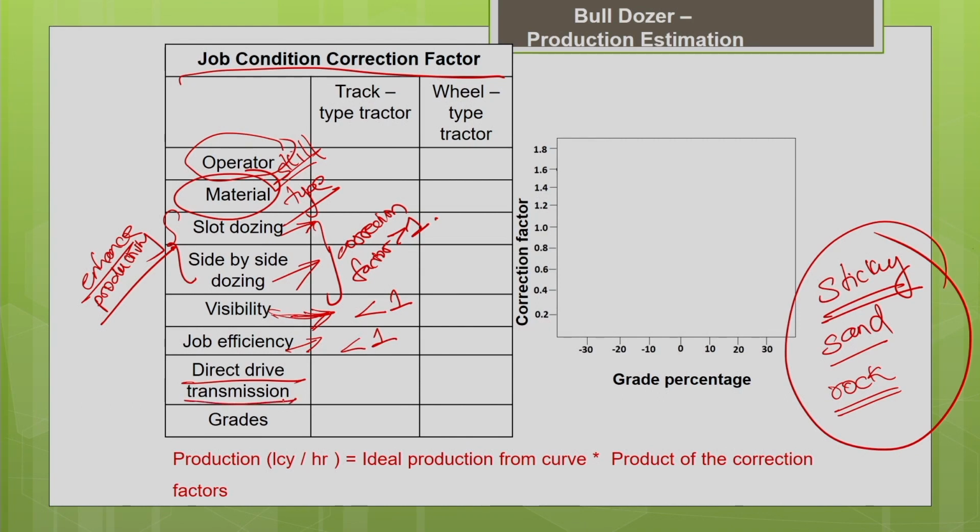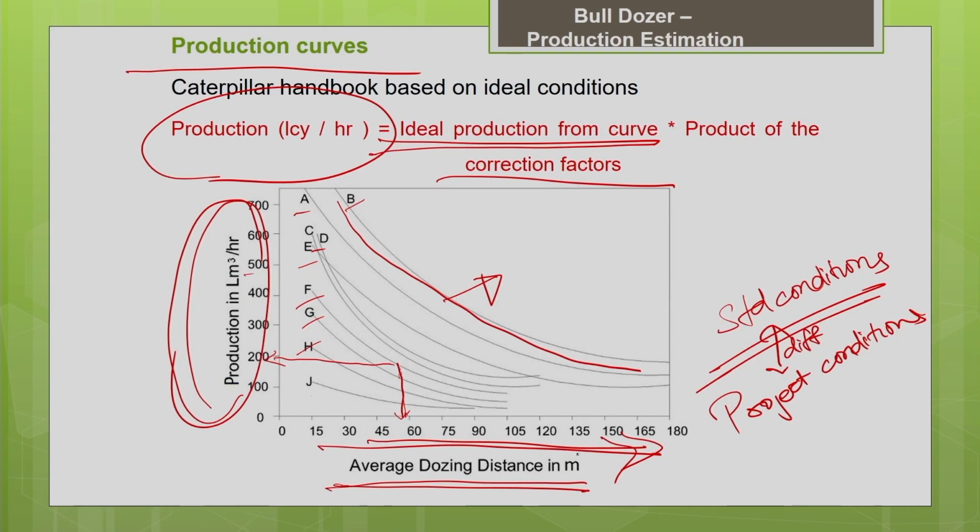So the curve is valid for power shift mode, that means torque converter mode, automatic gear change. If you are going for direct drive, the maneuver time will increase. So your productivity will be reducing. So accordingly, you have to apply the correction factor. And depending upon the grade percentage, that means slope. So this curve value is based on the assumption that you are operating the machine on a flat terrain.